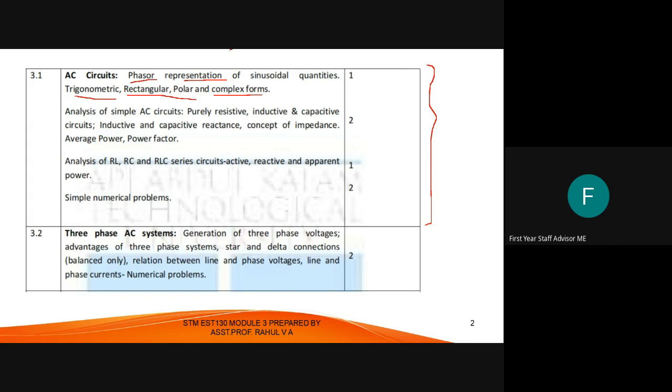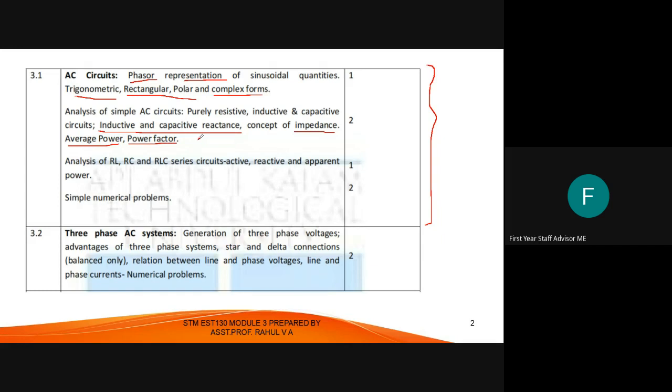Okay. So then we have seen analysis of simple AC circuit. Simple AC circuit means purely resistive, inductive, capacitive. Within that derivation, we learned what is inductive reactance, what is capacitive reactance. Then we have also discussed what is an impedance, what is average power in all these conditions, what is a power factor. Okay. So the important thing is lagging and leading.